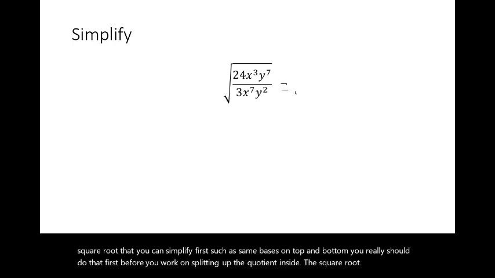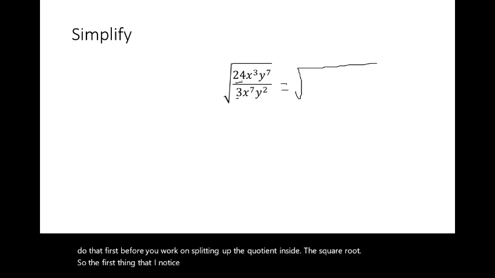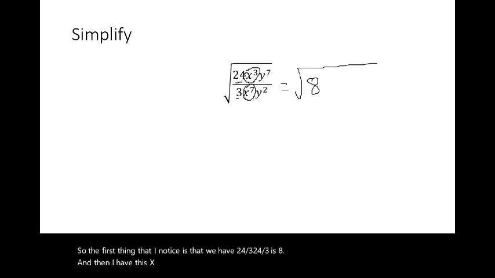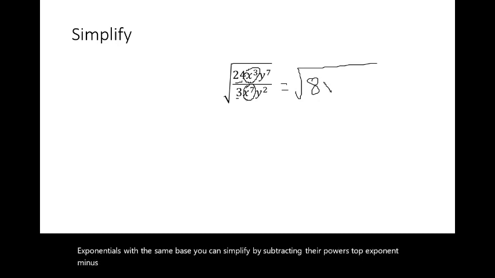So the first thing that I notice is that we have 24 divided by 3. 24 divided by 3 is 8. And then I have this x cubed over x to the 7th. So you might remember way back from chapter 4 that this was the quotient property of exponents. If you have x to a power divided by x to another power, if you have division of two exponentials with the same base, you can simplify by subtracting their powers. Top exponent minus bottom exponent. So that's actually going to simplify as x to the power of -4.